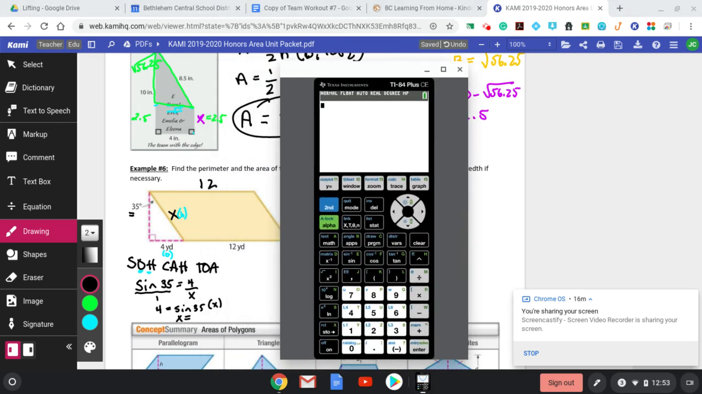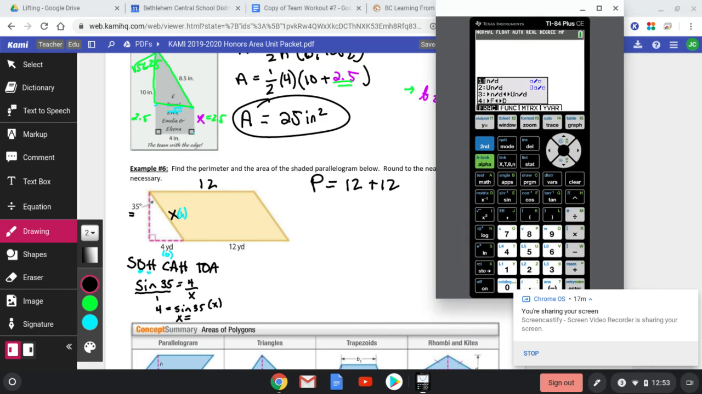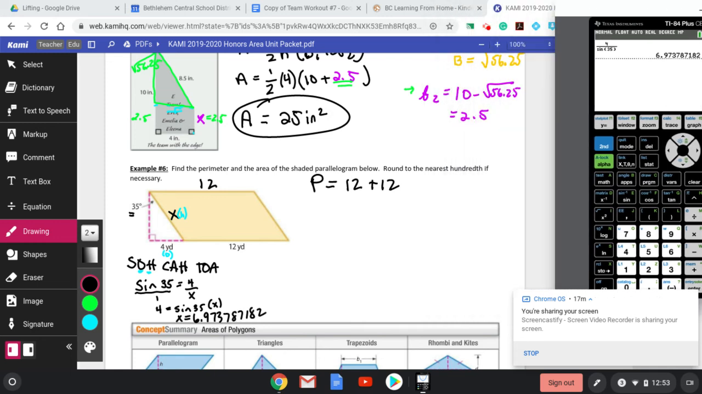So I'm going to take my fraction template, and on top, I am going to put 4. On the denominator, I'm going to put sine of 35. Again, calculator in degree mode. And get rid of that sucker. And that's what I'm going to end up getting, 6.973787182. And that's the side of the parallelogram.